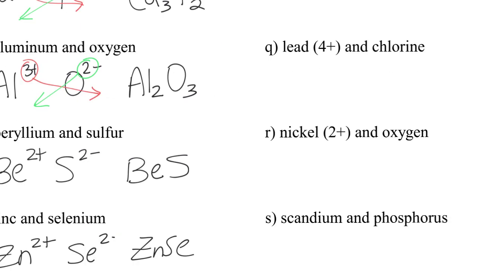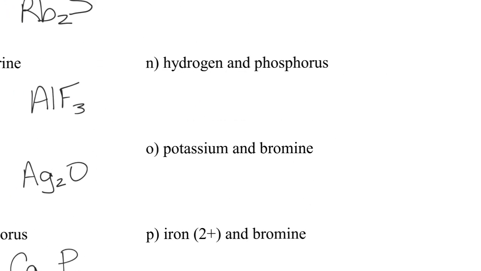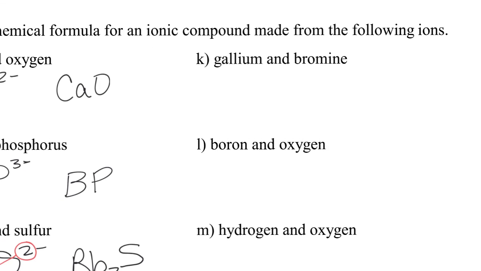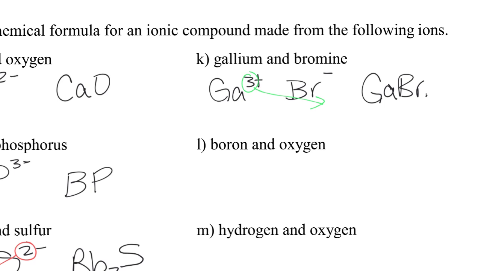Okay, so let's go back over to the other side. And hopefully you guys are getting it by now. Now, gallium is a 3 plus, and bromine is a 1 minus. Crisscross them down, and we get GaBr3. Uh-oh, the 3 didn't show up.